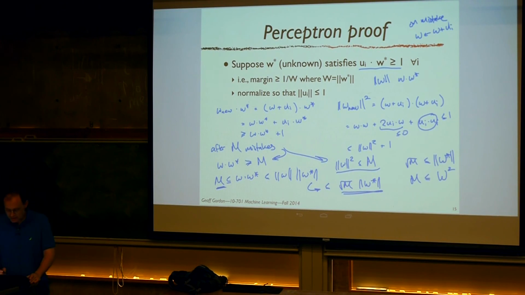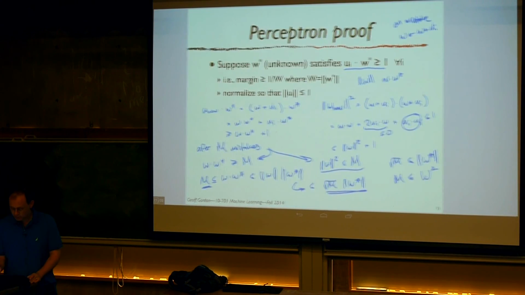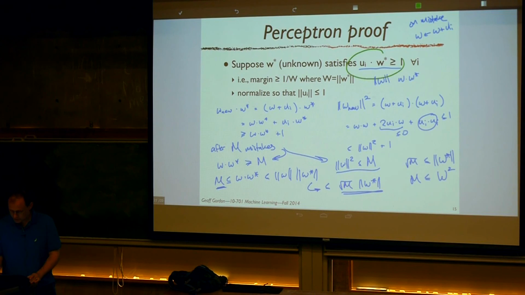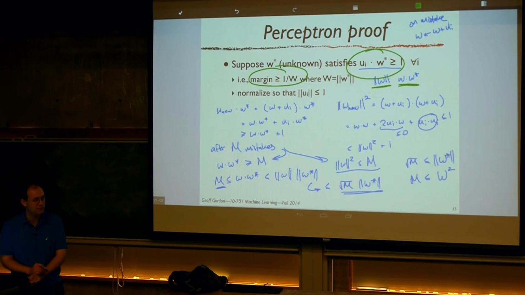So basically, we're going to start by assuming that our examples satisfy our margin constraint, and that means that the margin is bigger than or equal to 1 over the norm of our weight vector. Okay, and so we're going to look at two different quantities: the norm of our weight vector and the dot product between our weight vector and the optimal weight vector, right? So W is our current weight vector of the perceptron algorithm, and we're going to look at its norm and its dot product with W star.